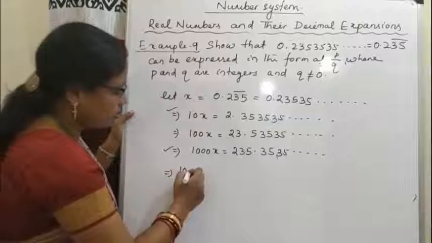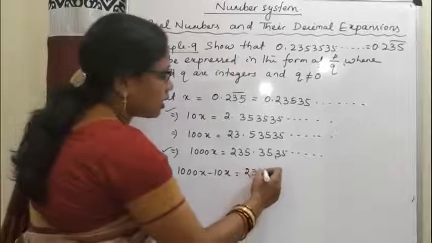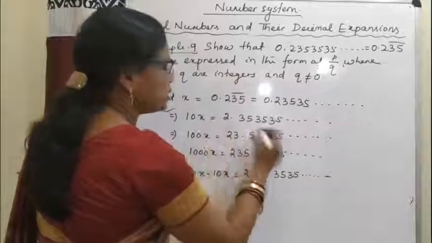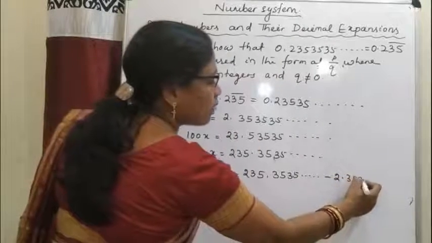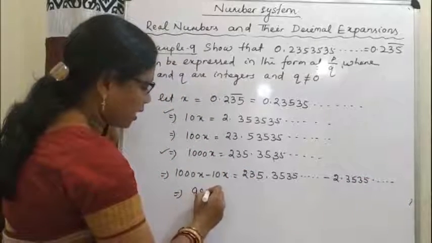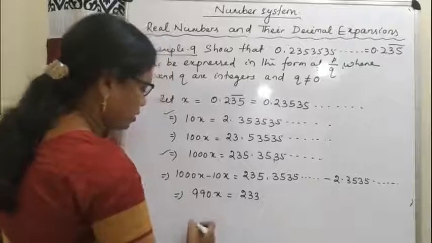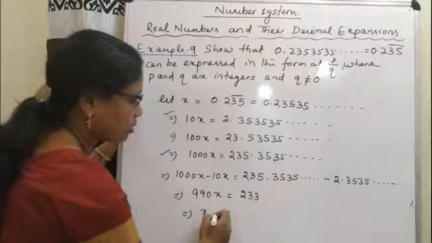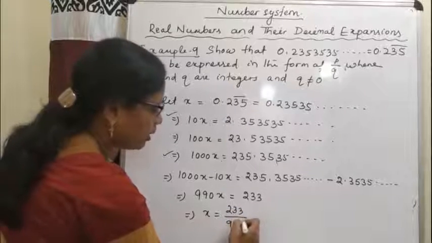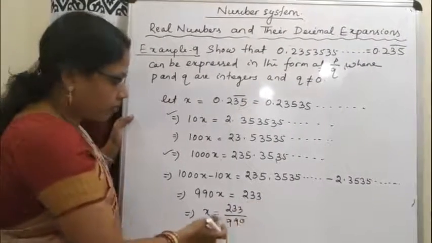So this implies 1000x minus 10x is equal to 235.3535 up to infinity minus, what is 10x? 2.3535 up to infinity. So this implies 990x is equal to 233. So this implies x is equal to 233 by 990. So this is the rational or p by q form of x.